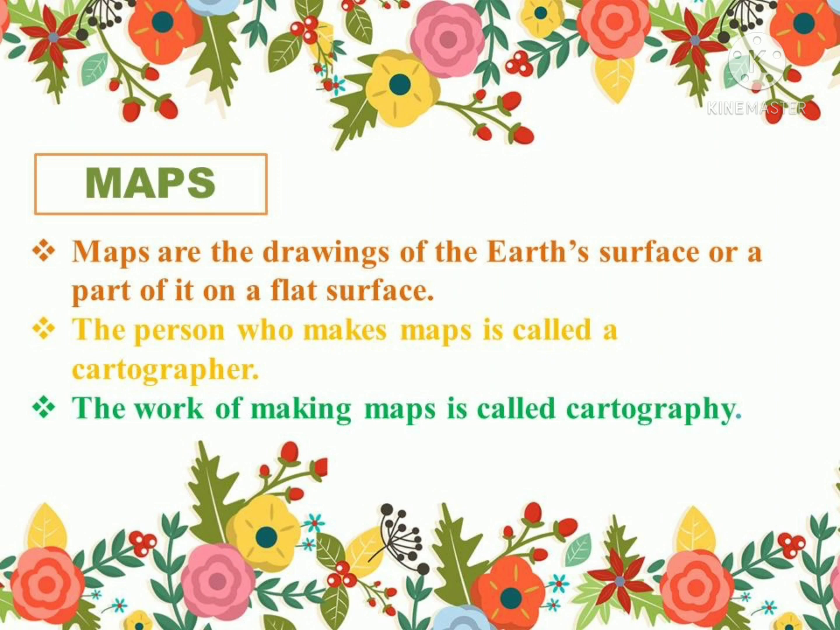Moving on to the next slide, let us learn more about maps. Maps are the drawings of the Earth's surface or a part of it on a flat surface. It means if you draw Earth's surface or a part of it on a flat surface or on a rectangular sheet, it is called a map. And the person who makes the map is known as cartographer. And the work of making maps is known as cartography.